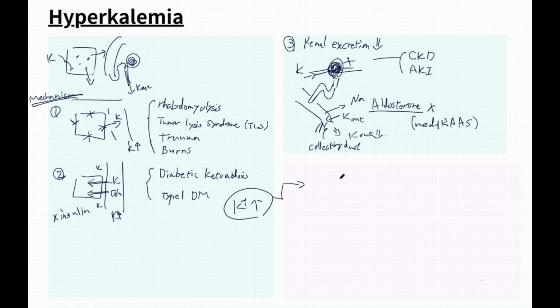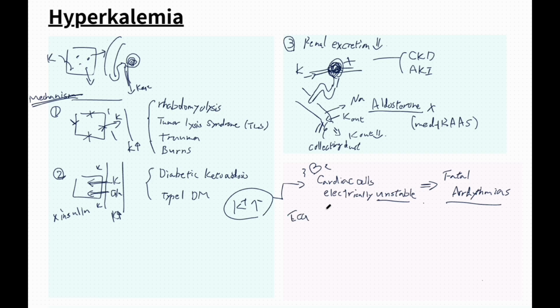As potassium levels rise, the most dangerous consequences occur in the heart. Elevated potassium reduces the resting membrane potential, making cardiac cells electrically unstable. That's why hyperkalemia can rapidly progress to fatal arrhythmias. For this reason, whenever hyperkalemia is suspected, an ECG must be evaluated immediately.